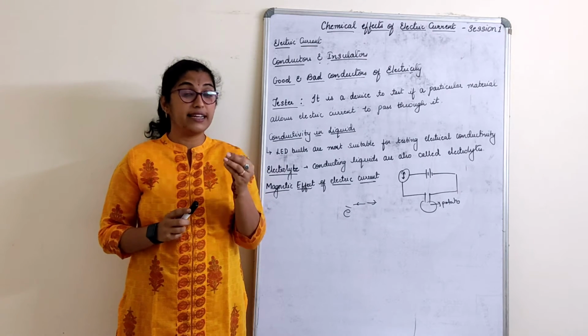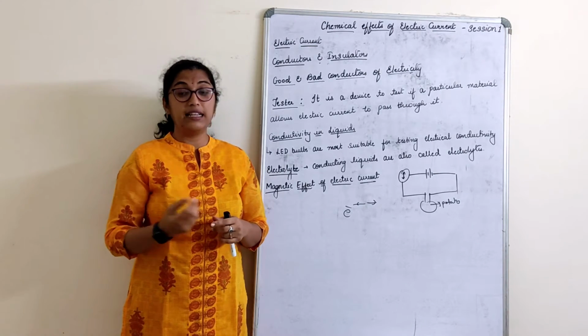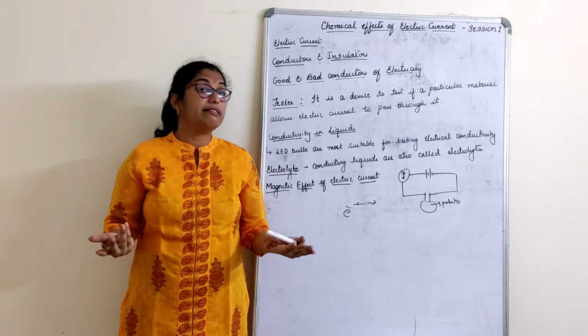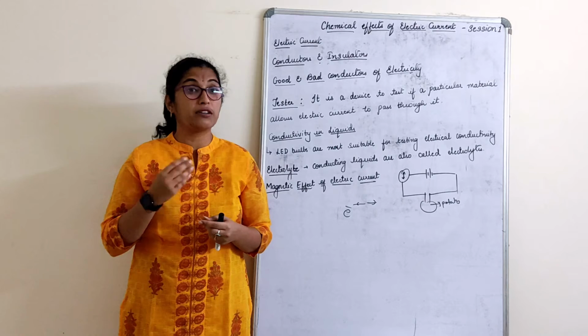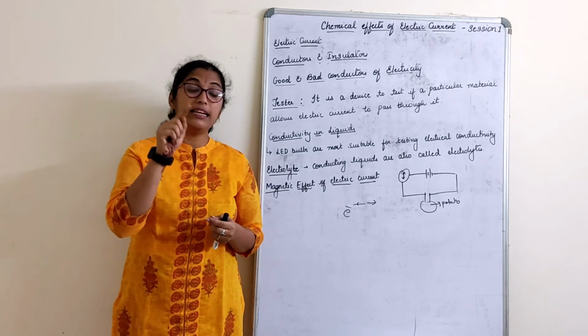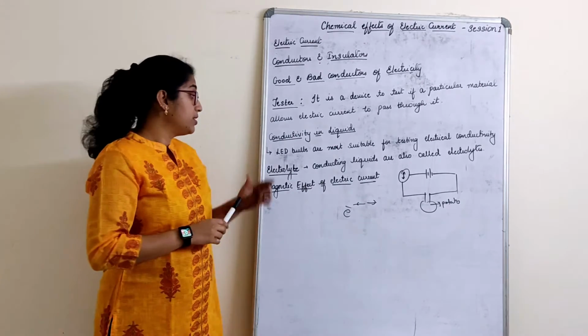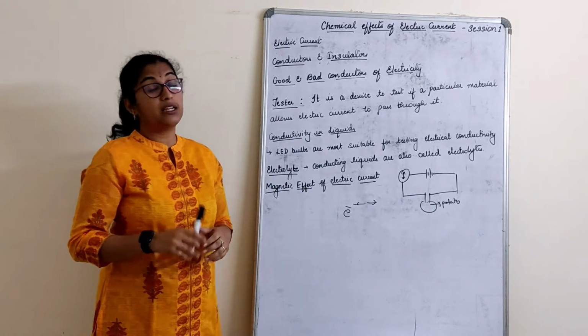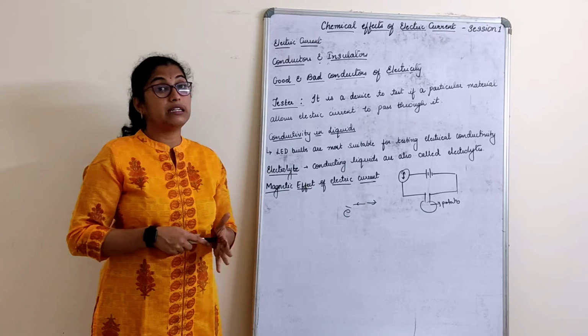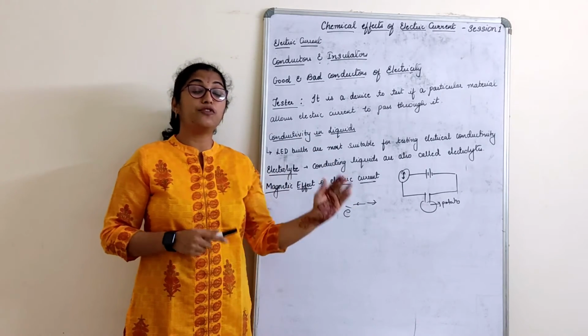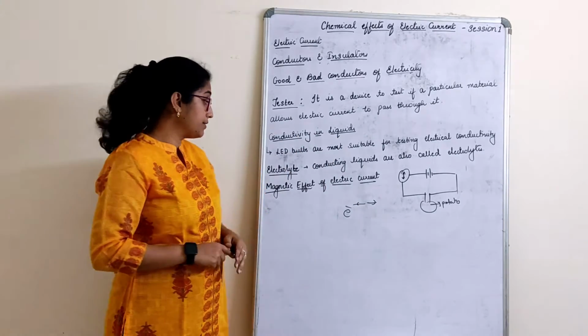Otherwise, in the dry state, suppose you have dry HCl and you pass electricity through it, there will be no flow of electrons in it. But if I just put some drops of water and make it aqueous, right, then it conducts electricity. So liquids as well conduct, most of the liquids. But distilled water does not conduct electricity because it is free from all minerals and salt.